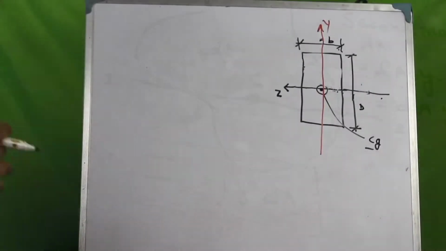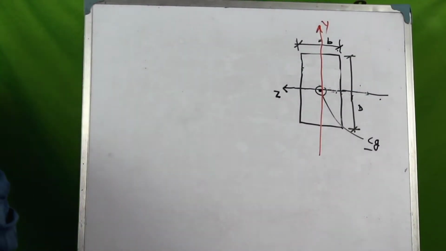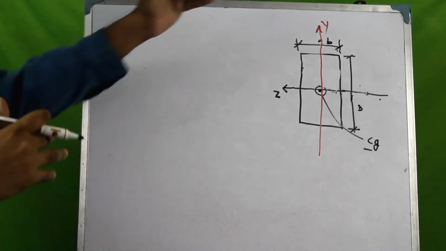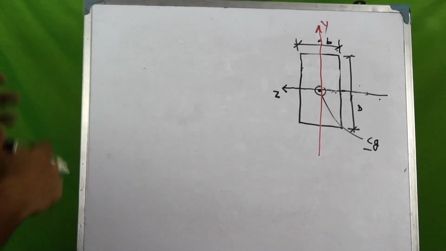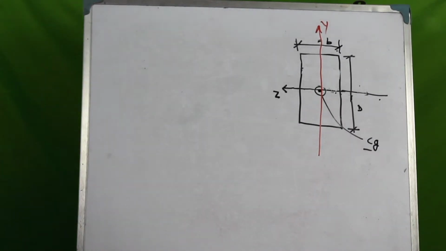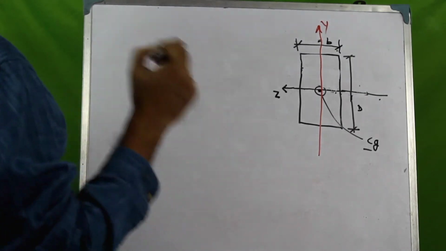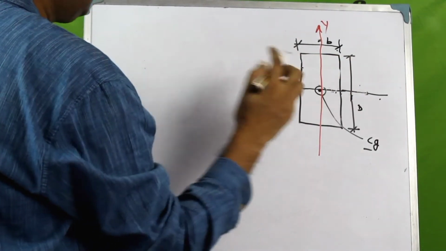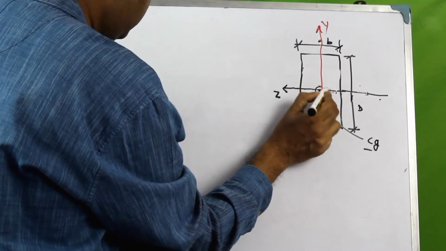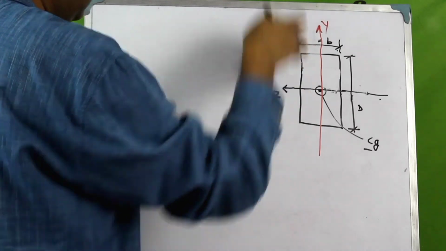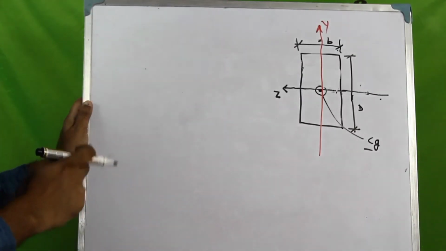So now we intend to find out the moment of inertia of this rectangular section from the first principles. Okay, so how do we do that? Now, a couple of things that I wanted to discuss here is that we want to find the moment of inertia about the z-axis, which is passing through the centroid of the cross section. The perpendicular axis is y-axis.